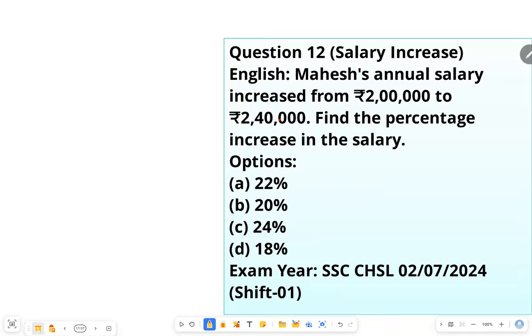Simply we will cancel these with these, and then this 40 with this 40. Now what numbers have we got? 20 and 24. We can further simplify it, right? If you divide these two numbers by 4, you will get 5 here and 6 here.